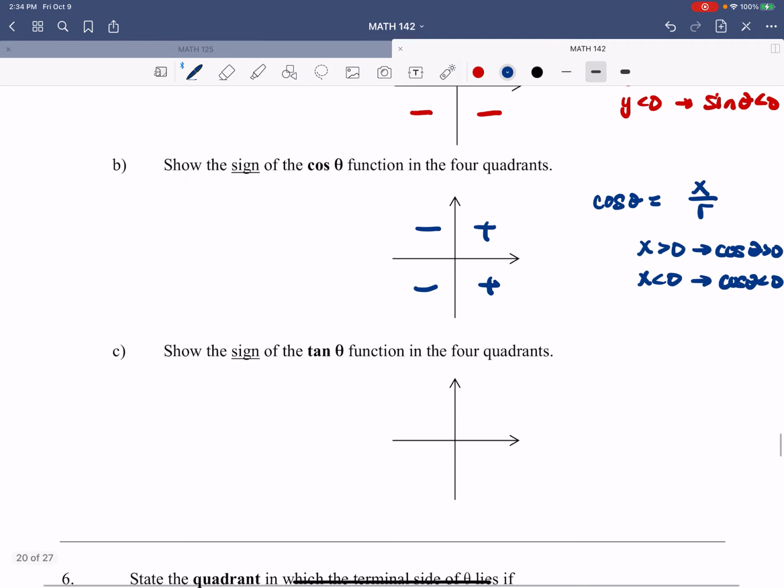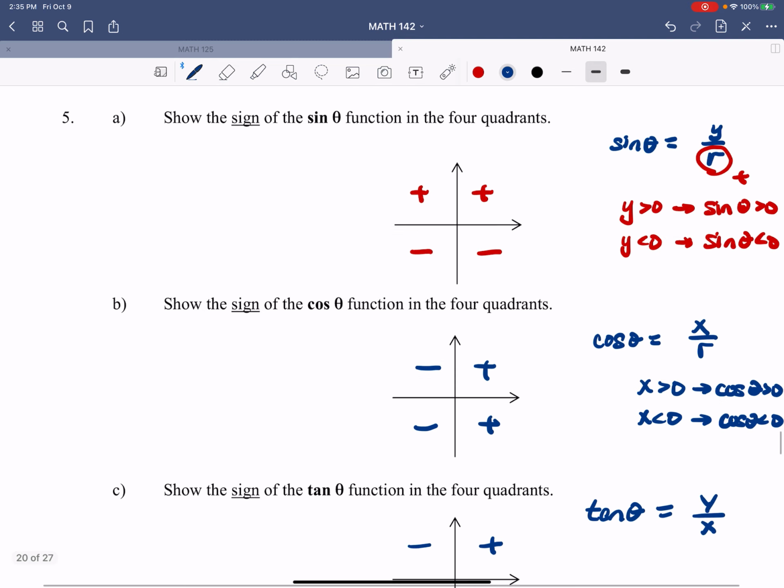Okay, so now one last one. Let's look at tangent here. We know that's y over x. Now that one's a little bit trickier. This one's going to be positive if y and x have the same sign. So that means tangent is going to be positive in the first quadrant because that's all positive numbers, right? But tangent's also going to be positive in the third quadrant because in the third quadrant, your x and y are always negative. In the other quadrants, x is negative and y is positive, or vice versa. So that means these are negative.